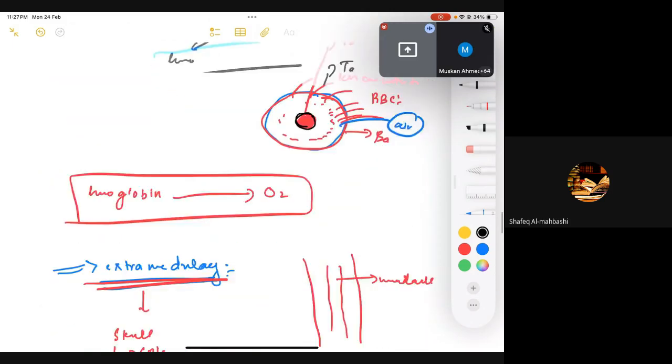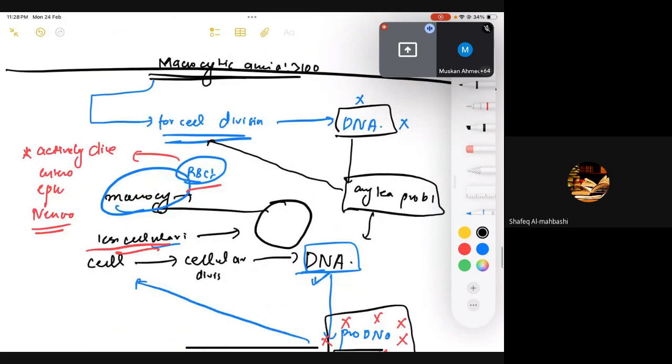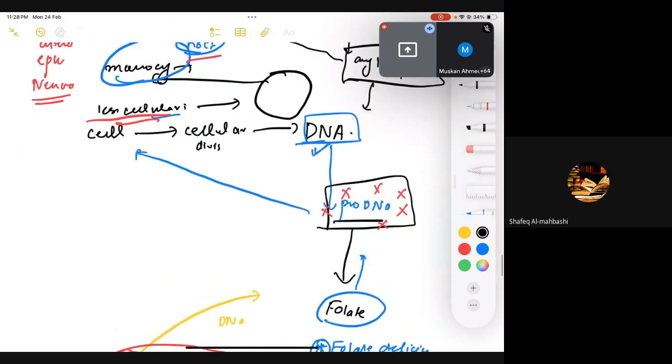If you do not have B12, you'll be having more homocysteine, more endothelial damage. One of the criteria of your Virchow's triad is going to be satisfied, which is going to lead to thrombosis.